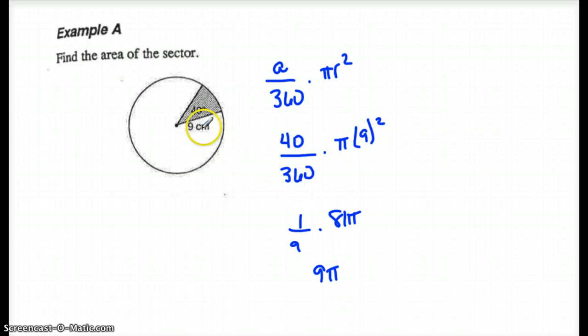Since our initial unit was centimeters, our area will be in square centimeters. So here is our final answer. The area of that sector is 9 pi square centimeters.